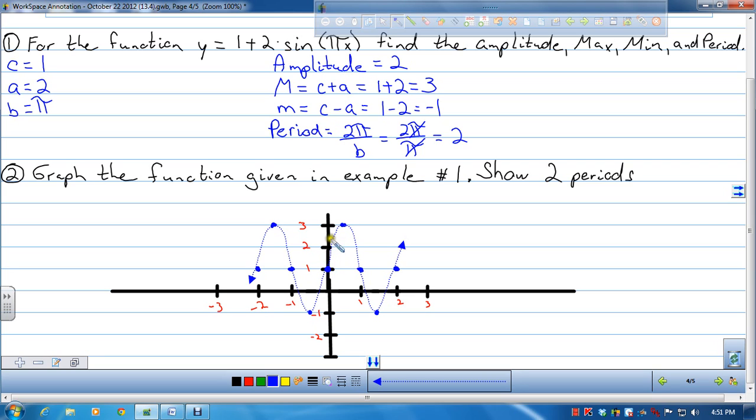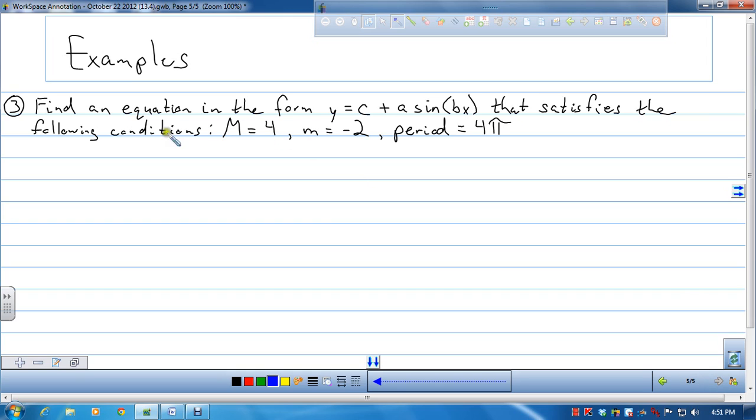And I go, if the middle's here, I went up 2 to the maximum, I went down 2 to the minimum. Okay. So hopefully you get the general idea there. Okay. We're going to go on. That's the only graphing example we're going to do, and we'll work on some more of this in class, especially when we get the calculators out. Let's look at example number 3.